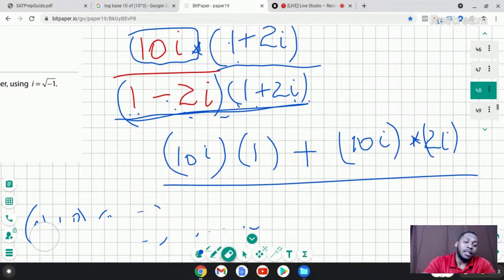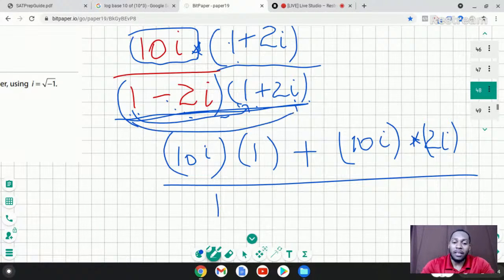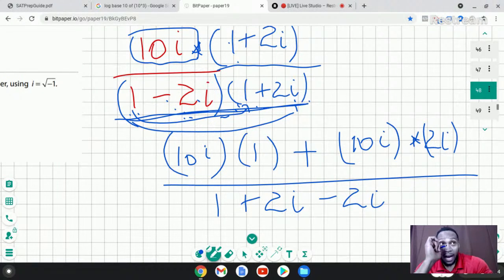We can go the easy route. I just want to make sure that you guys know that was an option. Actually, if you're taking the SAT, you probably want to go that route because it will save you some time. But let's multiply it through. 1 times 1 is 1. 1 multiplied by 2i is plus 2i. And negative 2i times 1 is negative 2i. And negative 2i times 2i is negative 4i squared.